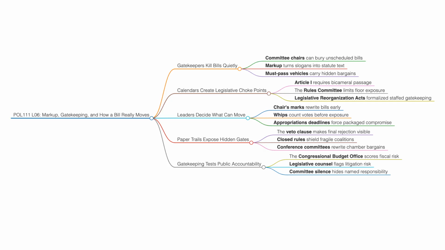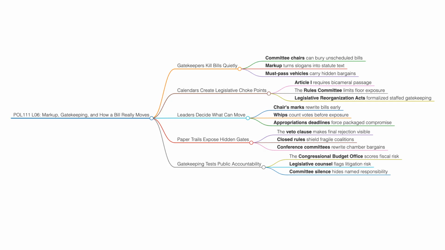A chair does not need to denounce a bill to kill it. A chair can leave it unscheduled. Silence can be more powerful than argument because silence leaves no clean target for retaliation. The civic problem is not whether the process looks messy. It is whether this mess protects the country from rash lawmaking or protects incumbents and organized interests from accountability. If citizens do not understand markup, gatekeeping, and must-pass bargaining, they will confuse constitutional form with practical power.